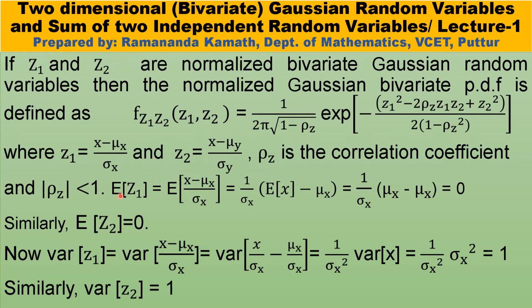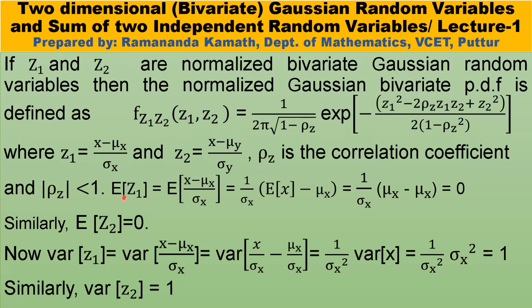Rho_z is the correlation coefficient, and we know from the earlier topic the correlation coefficient numerically lies between minus 1 and plus 1, so modulus of rho_z will be less than 1. And Z1 is the normalized Gaussian random variable of x.